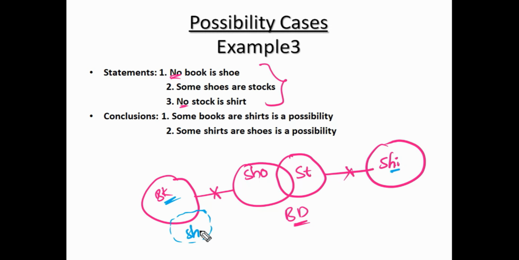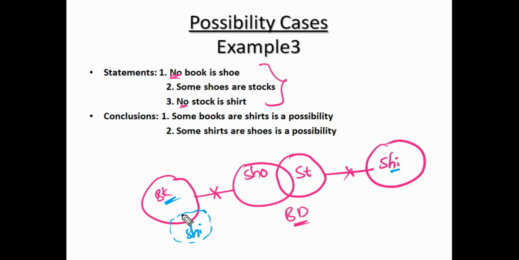Yeah. Sir, is it correct? Yes, it is correct only. So it will go wrong. The diagram may go wrong only when book intersects with the shoe and the stock intersects with the shirt. Shirt should not intersect with stock. That's all. So without intersecting with stock, shirt can intersect with any other circle in possibilities.